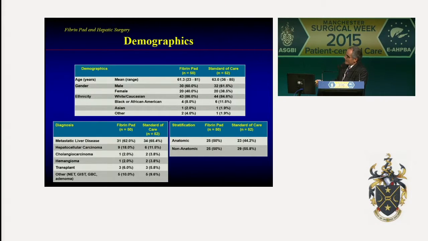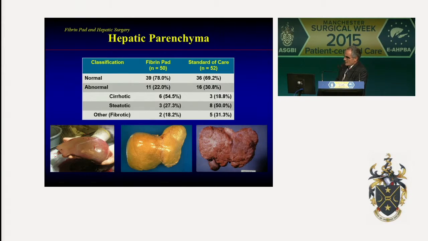50% of patients exactly in the fibrin pad group had anatomic resections, a little less than that in the standard of care group. In terms of the hepatic parenchyma, 78% of the fibrin pad group and 69% of the standard of care group had normal parenchyma. In the abnormal group, cirrhotics predominated in the fibrin pad group, steatotics in the standard of care group, again reflective of modern surgical practice.